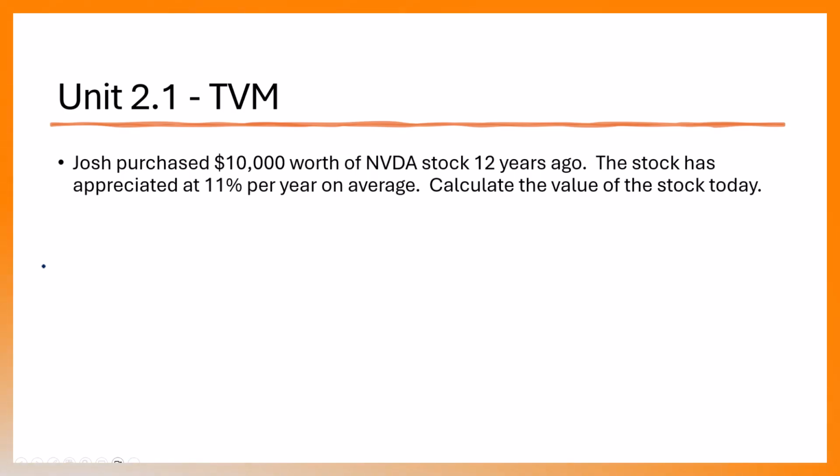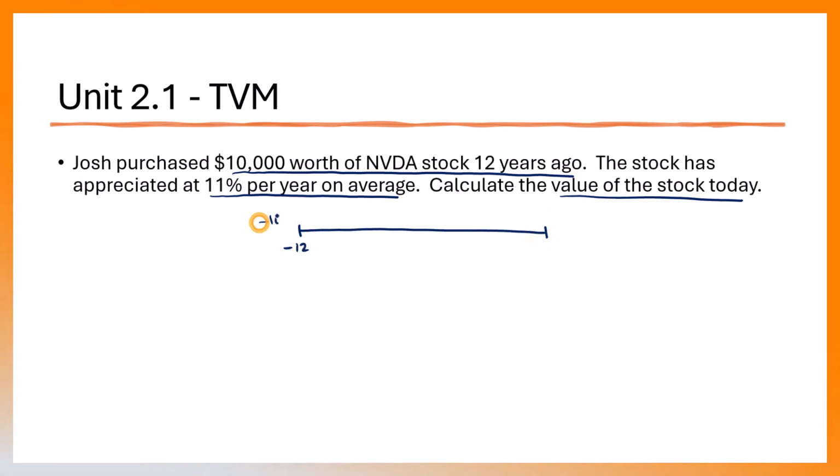Okay, question number 7. Josh purchased $10,000 worth of NVIDIA stock 12 years ago. The stock appreciated 11% per year on average. Calculate the value of the stock today. Again, this is looking historically in the past at an investment 12 years ago. Hypothetically put in $10,000. We want to shift it forward 12 periods, and we want to know the value of the account today. That requires calculating the future value on this balance.